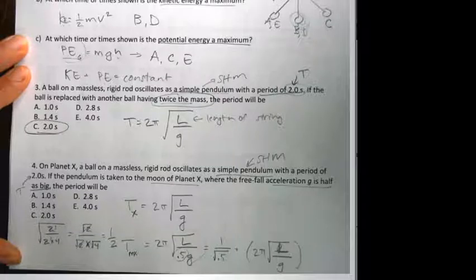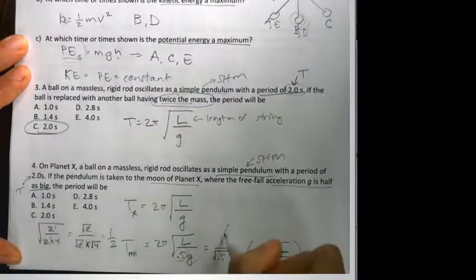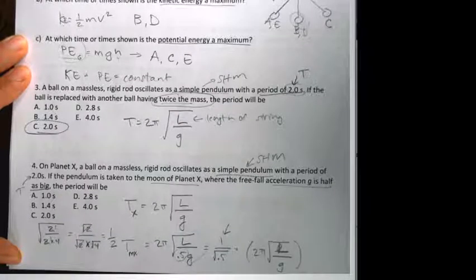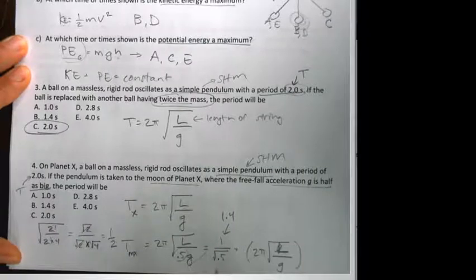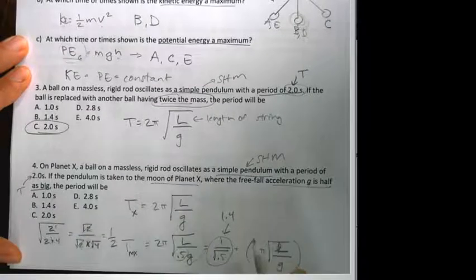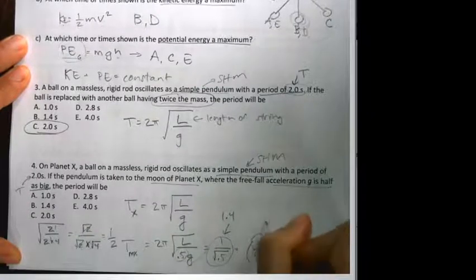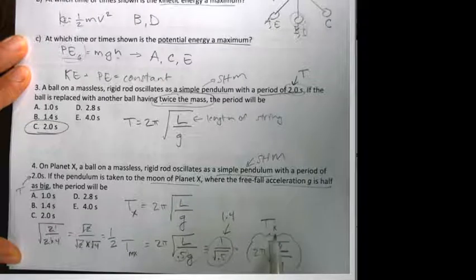And I think 1 over the square root of 0.5 is 1.4. It's a long number, but if you plug that into your calculator, this is also exactly the same as the square root of 2, but we won't go into too much on how to work around with this. So that's 1.4. So this right here is the period on planet X.